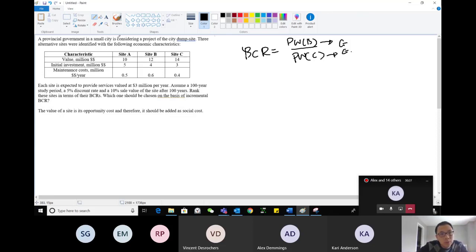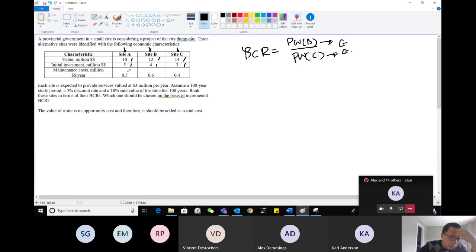A provincial government in a small city is considering a project of a city dump site. There are 3 alternatives, so that's this, and this. To construct those sites, it will cost $10 million for the first site, $12 million for the second site, and $14 million for the third site. Initial investment for that also counts: $5 million, $4 million, and $3 million.